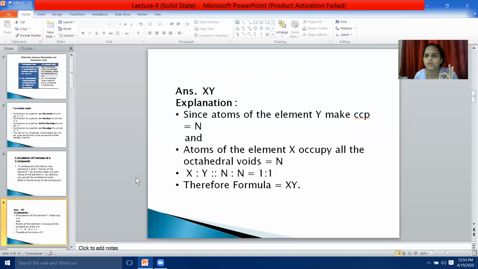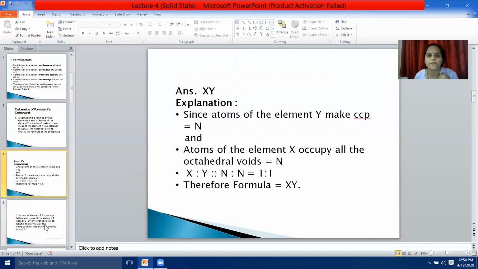I told you, if the number of closed pack structures is equal to n, then the number of octahedral voids that are generated is also equal to n. Here, since X is occupying all the octahedral voids, its value is also equal to n. So you can find the ratio X is to Y is proportional to n is to n, which is equal to 1 is to 1. So the formula of the compound comes out to be XY. This is the explanation and the answer is XY. That is the first question which I had dealt with.